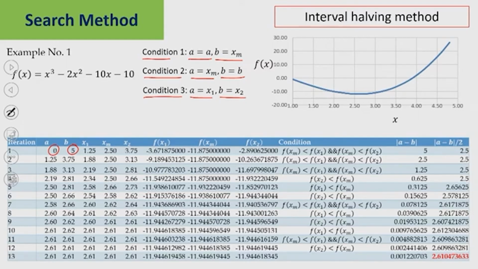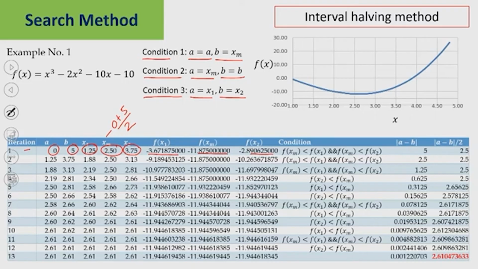Okay. Now, let us start this algorithm. So, this is iteration 1, where lower bound is 0, upper bound is 5. Then I have calculated the midpoint. So, what is x m? x m is 0 plus 5 divided by 2, therefore it is 2.5. Similarly, I have calculated x 1 and x 2. Now, you calculate the function value at x 1, x m and x 2.